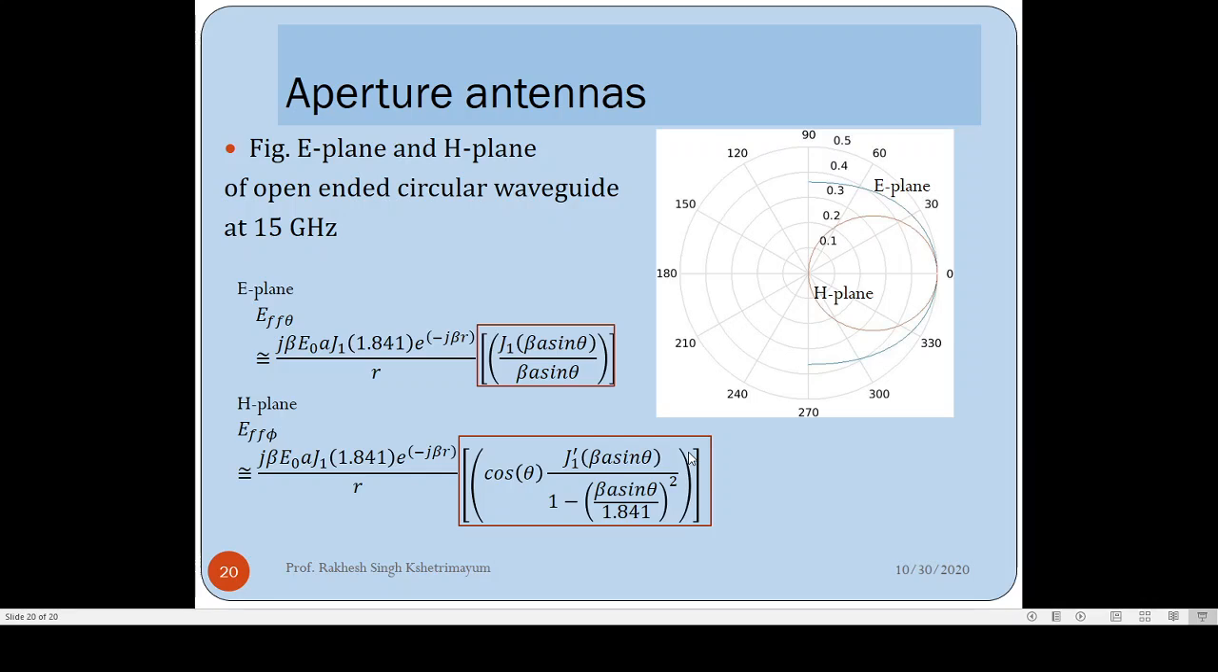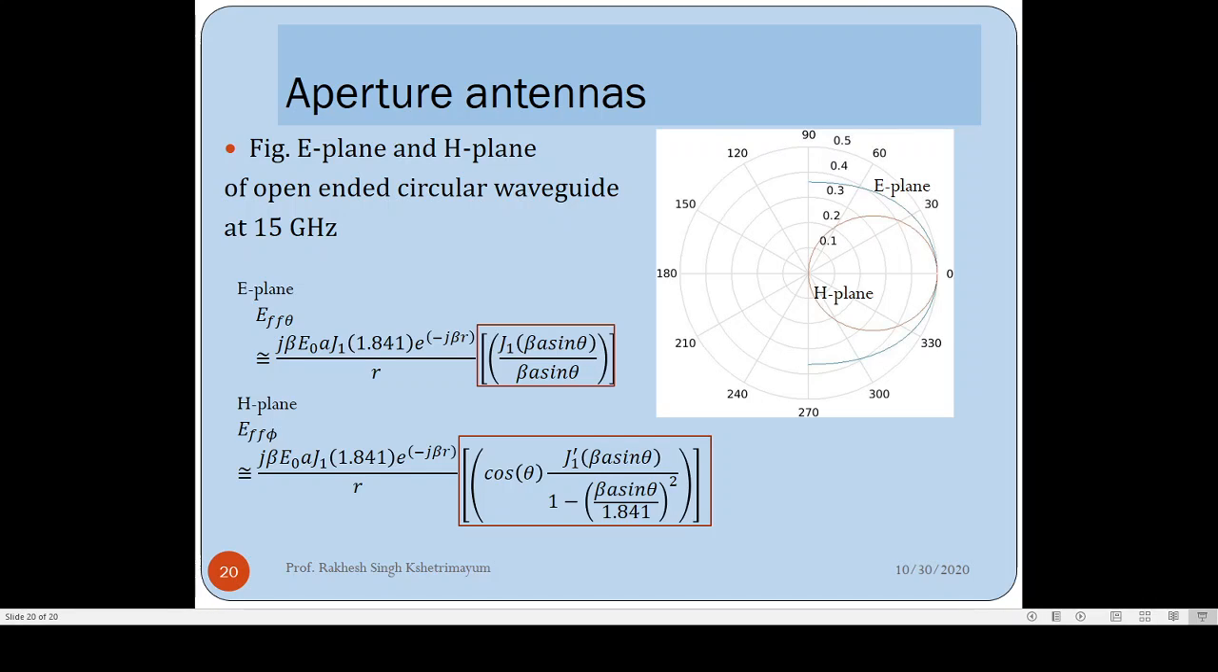You can also plot the E plane and H plane of the open-ended circular waveguide. I have written a small MATLAB program, and I have found out the E plane and H plane radiation pattern of an open-ended circular waveguide at 15 GHz. I have taken the radius of the waveguide as 5 centimeter. This is the E plane radiation pattern, and this is the H plane radiation pattern. You can see that E plane radiation pattern is dependent on this Bessel's function of first kind J1 beta a sin theta. You can easily plot it in MATLAB.